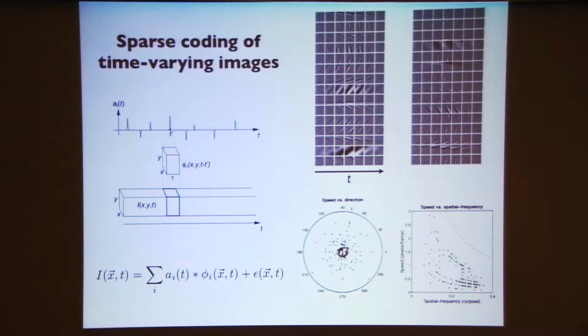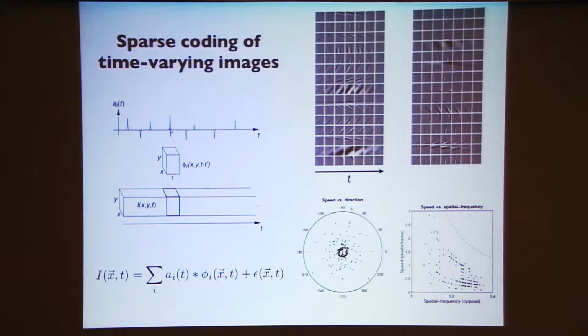So the generative model is shown down here, describing the time-varying image as a convolution of the sparse latent variables with these space-time functions. That vastly reduces the number of spatiotemporal functions that you need to learn, because all you have to do is tile the spatial dimension, and you don't have to repeat these functions at different points in time as you would in a blocked scheme. And this is just showing you the solution you get from that.